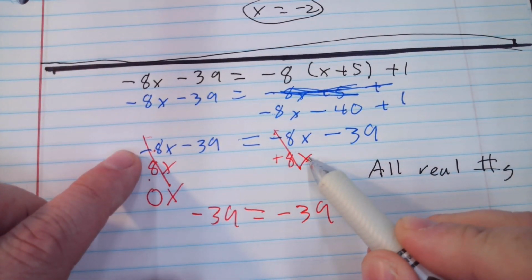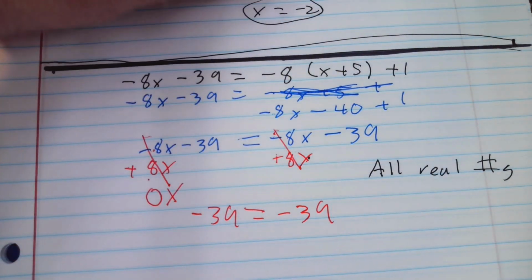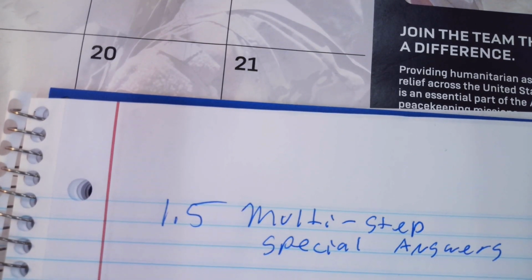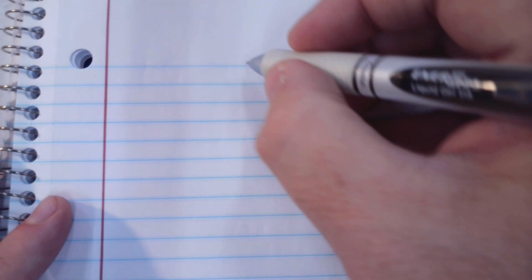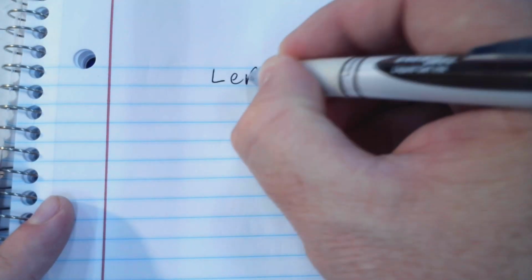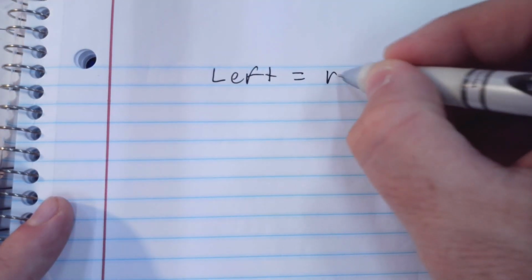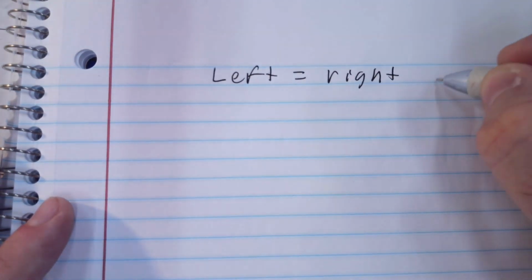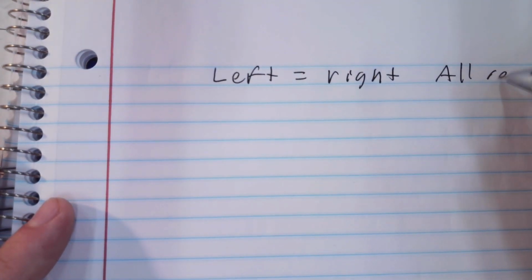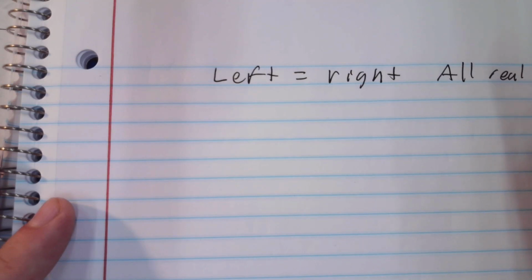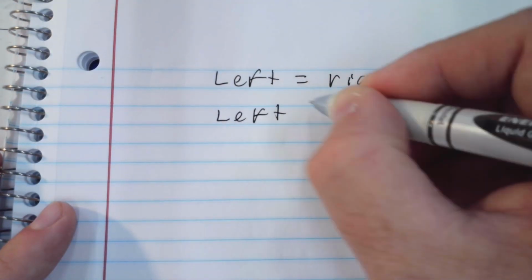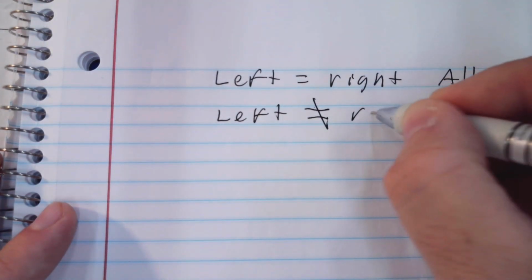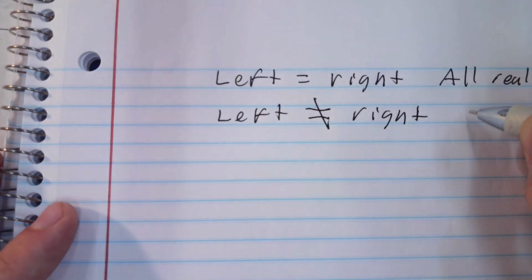Okay, so here's a little chart on how you're going to do things, and I'm going to do one more sample problem of this. If the left equals the right, we're going to put all real numbers. If the left does not equal the right, we're going to put no solution.